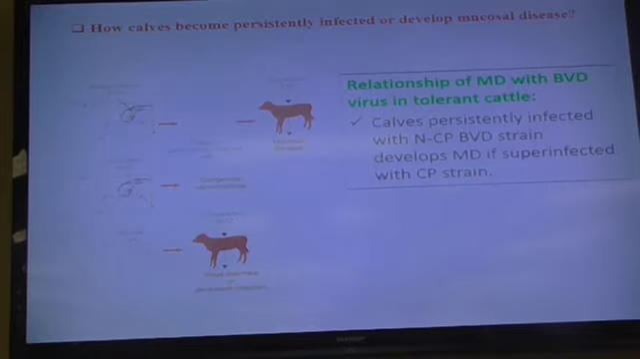How would it then get infected with the cytopathic BVD when it's already born? Well, it can get infected by a virus from outside. Okay. Yeah.